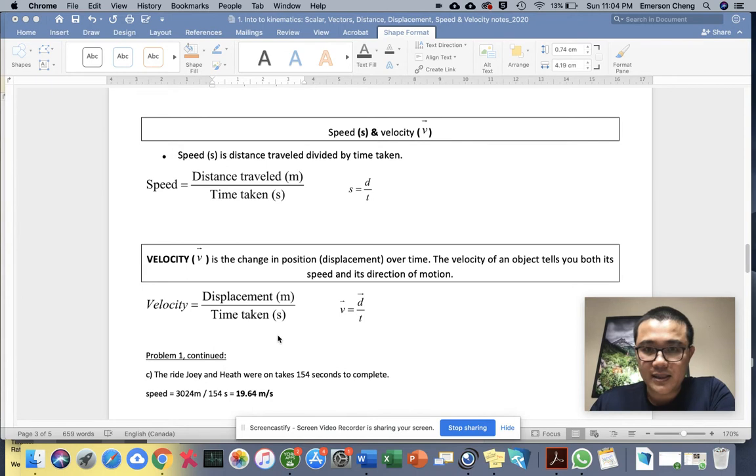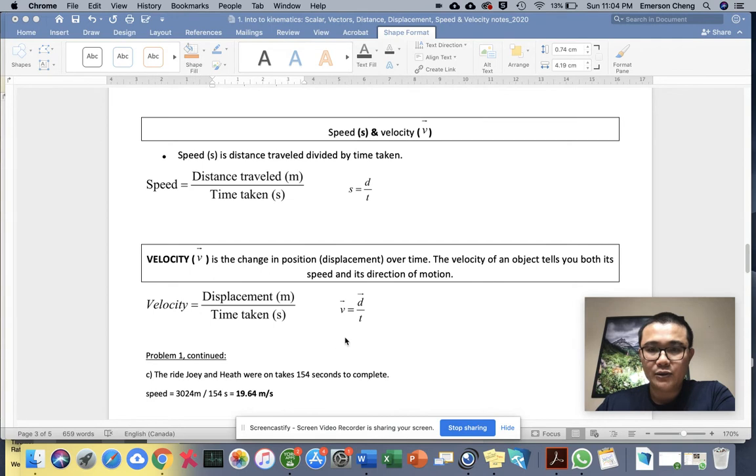However, just as we said earlier, velocity is a vector, so it has a direction involved. Speed does not. Speed doesn't care which direction you're going. They just care about the distance that you traveled.